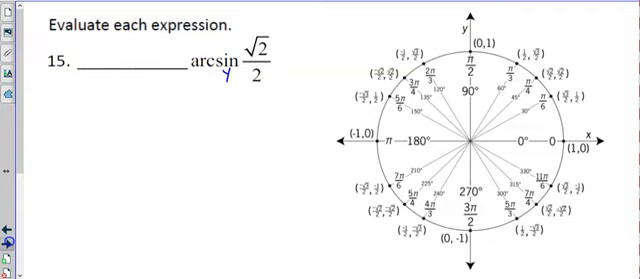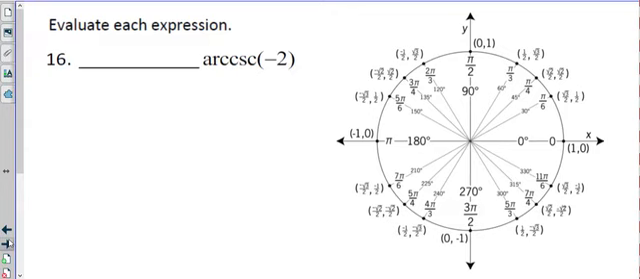And I'm not even going to do the whole all students take calculus thing. I'm just going to remember that y values are positive up here. So square root of 2 over 2 for y value happens there. Square root of 2 over 2 for y value happens there. So our two answers are 45 degrees and 135 degrees. That one's done.